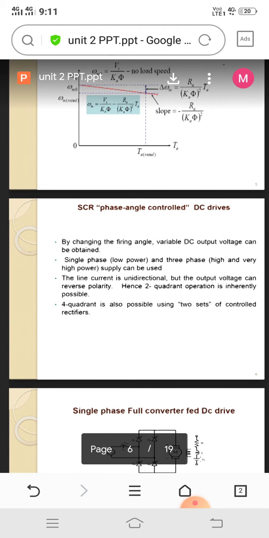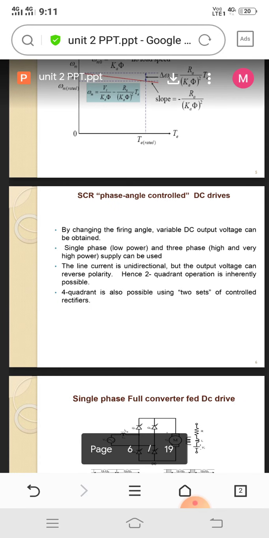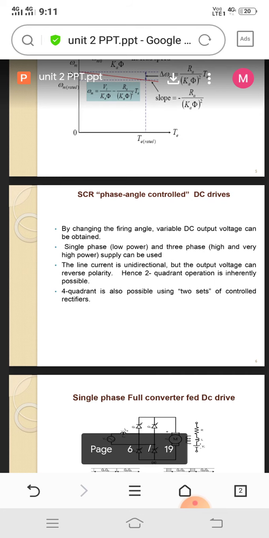Because SCR has three terminals: anode, cathode, and gate. Anode is positive, cathode is negative, and gate receives the firing pulses, the turn-on pulses, from the external side. So the three terminals are very important to activate its operation.